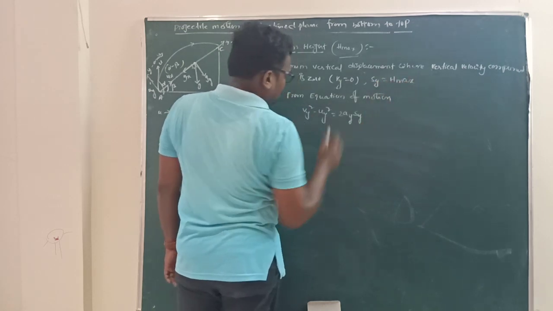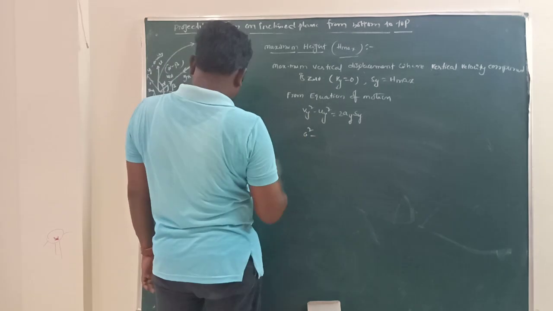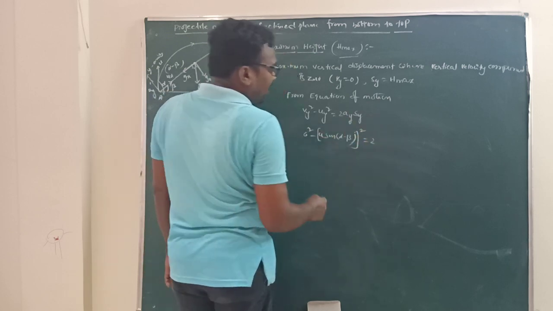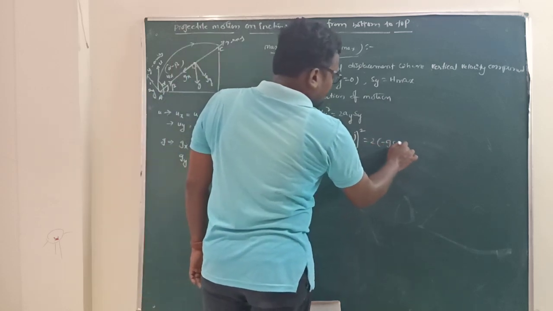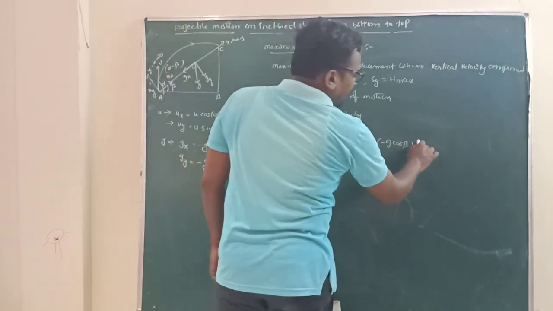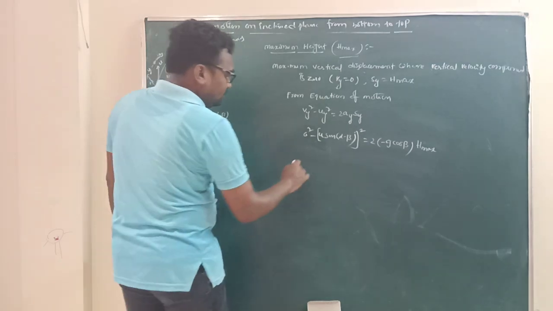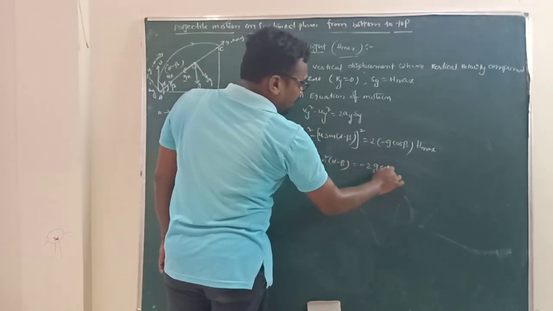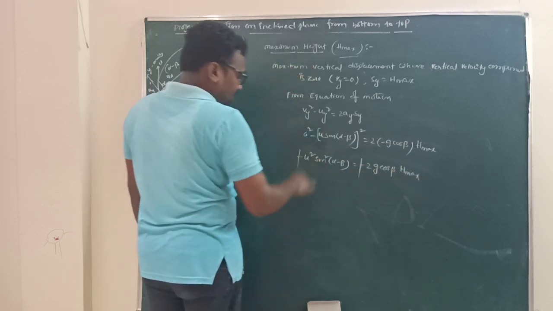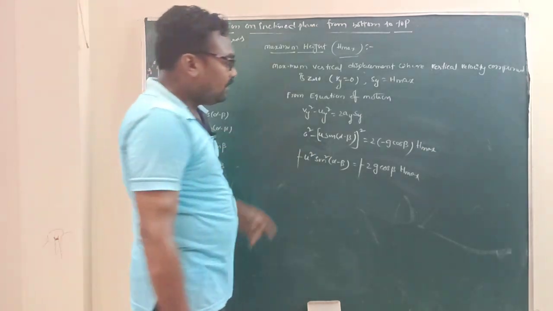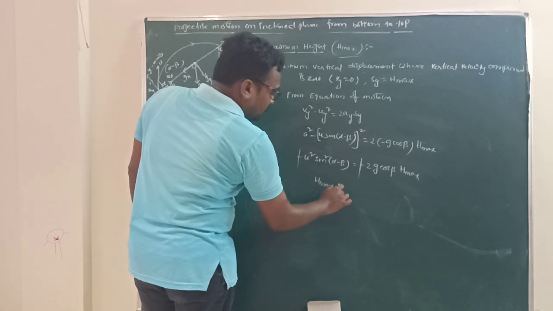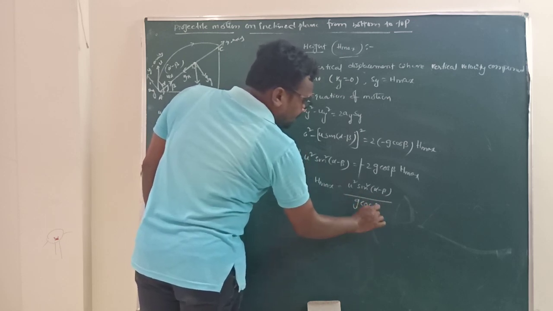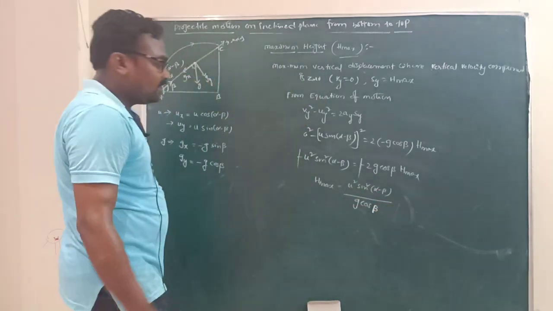sy is equal to h maximum. So 0 square minus uy square, that is u sin(alpha minus beta) whole square, is equal to 2 ay, that is gy, which is minus g cos beta, times h maximum. Minus u square sin square(alpha minus beta) is equal to minus 2g cos beta h maximum. Both minus signs cancel, so h maximum is equal to u square sin square(alpha minus beta) by 2g cos beta.